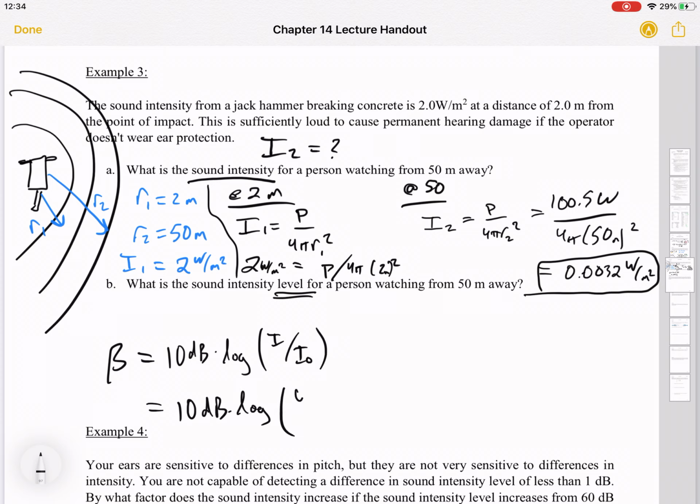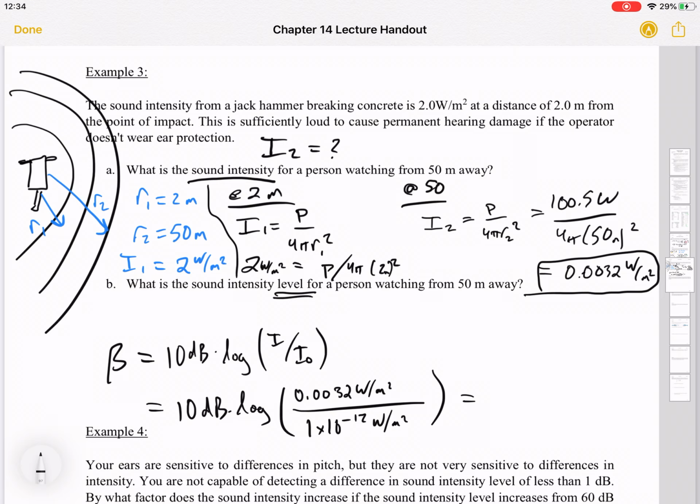The intensity we just found was 0.0032 watts per square meter, and I naught is 10 to the minus 12 watts per square meter. So I will encourage you to be careful when you plug this into your calculator. If you use the E button for the denominator there, it's not 10 E minus 12, that's 1 E minus 12, because the E means 10 to the. So this is actually 1 times 10 to the minus 12. It's just 1 times anything is that thing. So when I say 10 to the minus 12, that's either 1 E minus 12 or 10 caret minus 12. Just be careful. It's easy to be off by a power of 10 here.